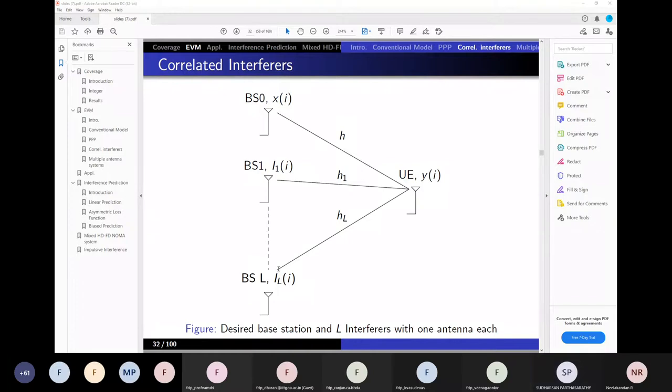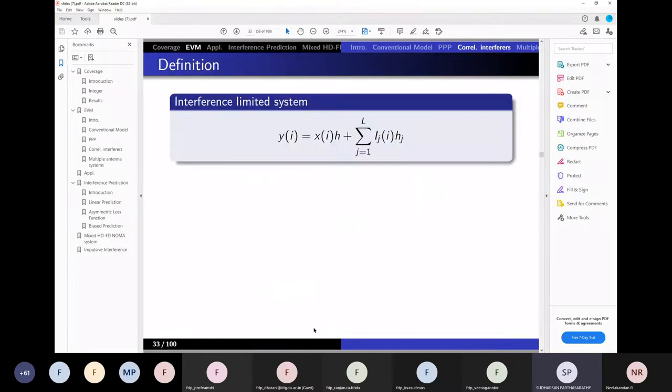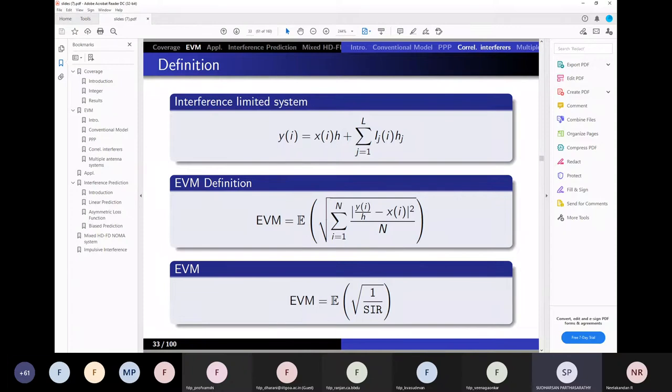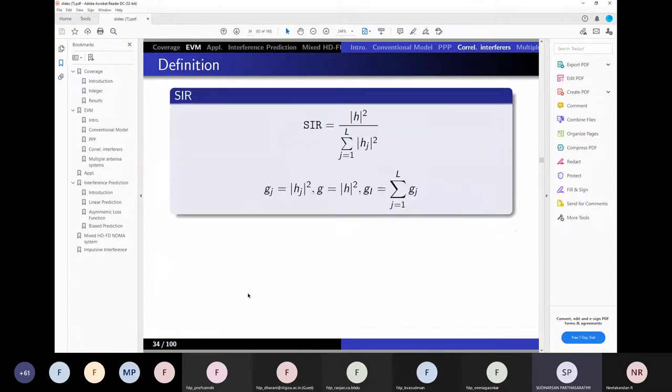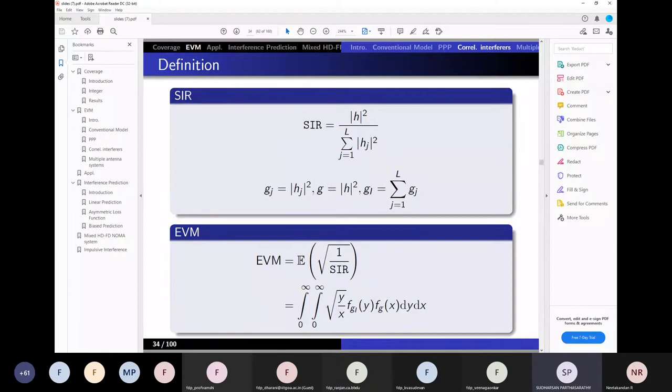Slide number 33. This is the system model. Next, the EVM definition as usual. Your EVM is going to be the expectation of the square root of 1 by SAR. There's no change in that. Next slide, slide number 34. The SAR definition is the same as before. In the EVM definition, the expectation of the square root of 1 by SAR, your interference power goes to the top. So the square root of Y by X, where X is the desired channel power, and Y is the total interference power, GI.